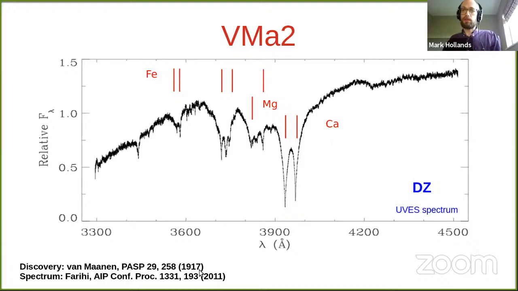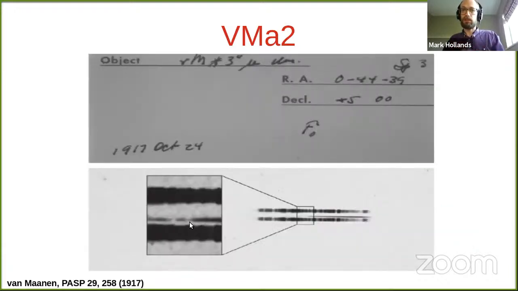And so this was first discovered in 1917. This is not the original spectrum. This is a nice new one from UVES. But in the original spectrum, we can still see the calcium H and K lines quite clearly. And this star was initially classified as an F-type star, and it was only a few years later when a parallax was obtained that it was clear that it was a white dwarf star.